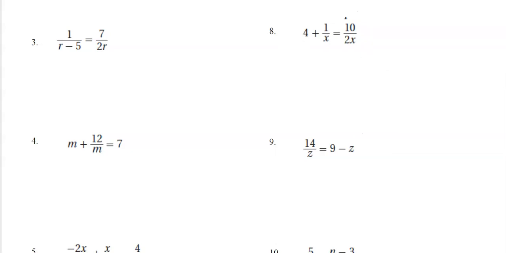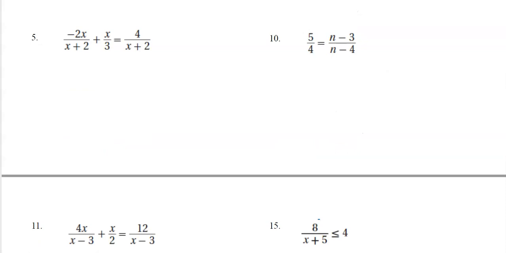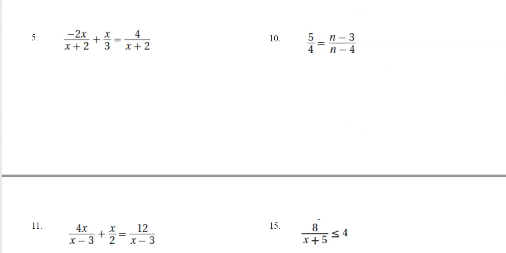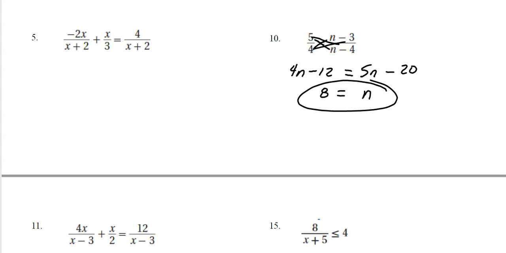All right, let's move on down to number 10. So when I have something like this, it's just a straight up proportion. You could kill them both with 4 times n minus 4. I think it's easier just to cross multiply when you have one fraction equals a fraction. So I'm going to cross multiply: 4n minus 12, come the other way, 5n minus 20, and subtract the 4n from both sides, add the 20 to both sides, and it looks like n just equals 8, so no big deal there.